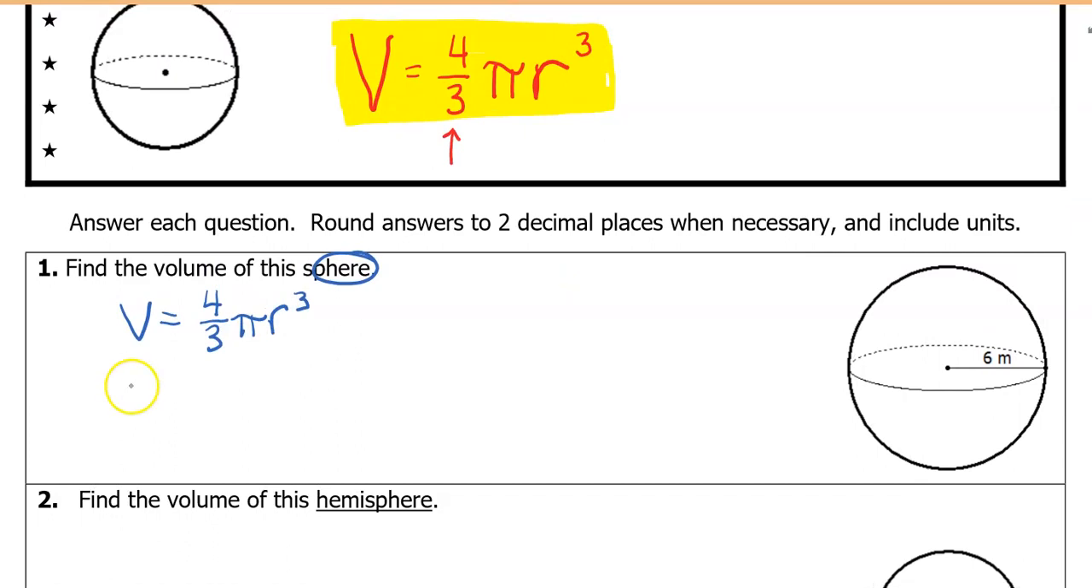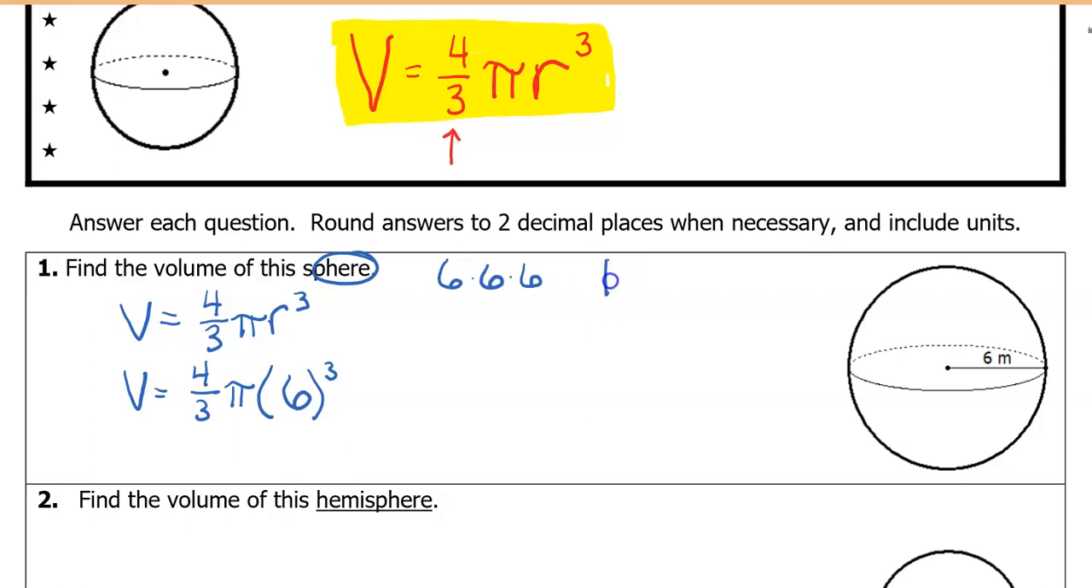That's what we have here. And this time they gave me the radius, so 4/3 times pi, and then our radius is 6 meters. On your calculator, to get that cubed button, there are a few different ways to do it. You could just do 6 times 6 times 6 if you're in a pinch.